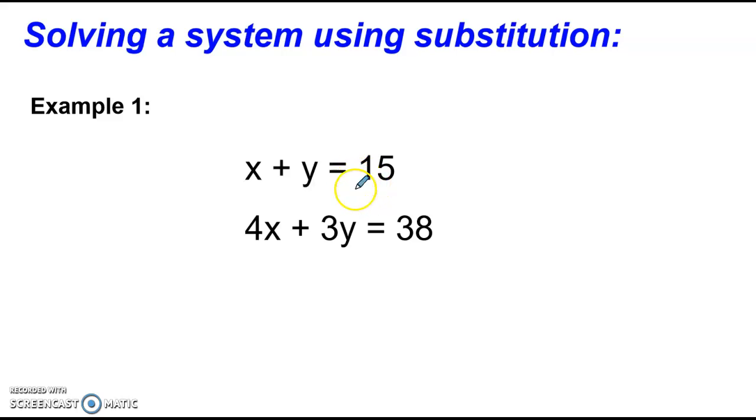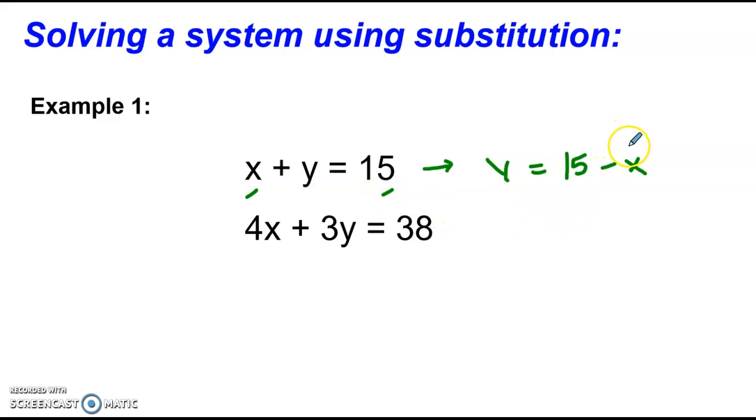What I'm going to do is take this equation here and solve it for y. I'm just going to do that by rewriting it as y equals 15 minus x. And I'll let you look at that. Do you see what I did there? All I did was subtract x from both sides.